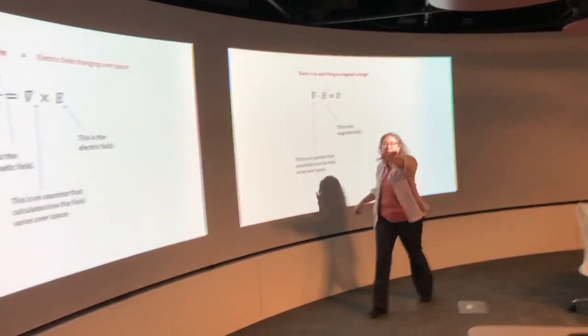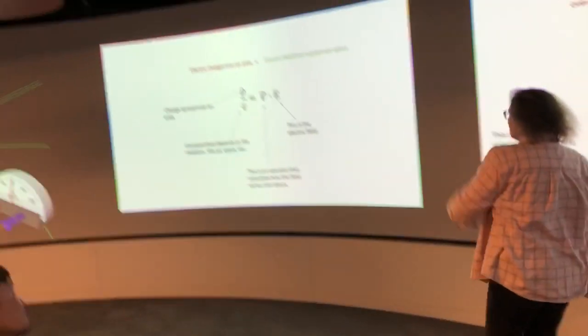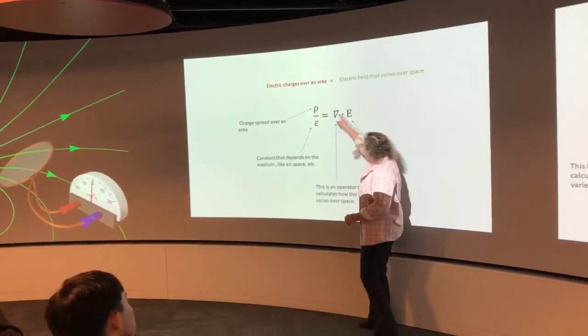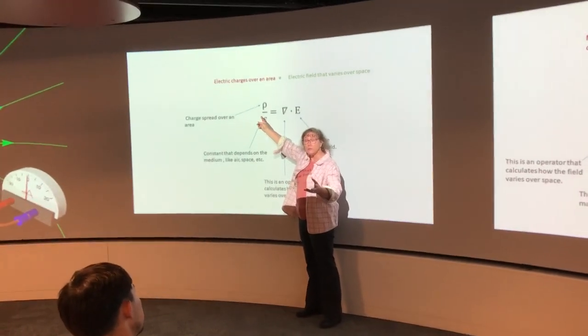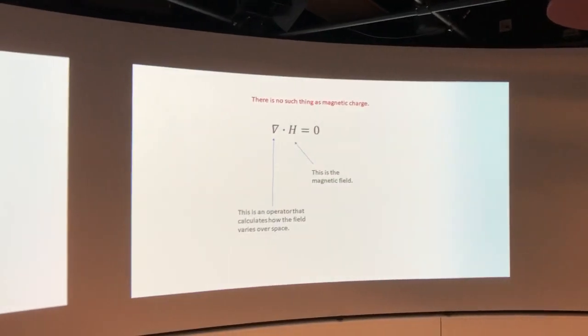This one looks a lot like that one over there. An electric field that varies according to this over space gives you a charge. But a magnetic field that varies over space does not give you a charge. Why?